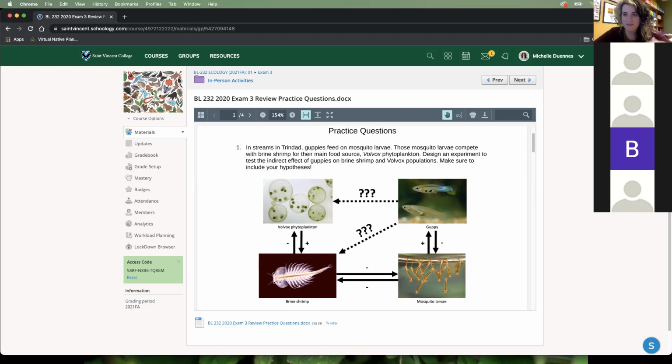What are some hypotheses that you might make? What I'd like you to do on the exam is come up with some hypotheses. Obviously this is not going to be the one on the exam. It will be slightly different, with different species, but the diagram will be very similar. So come up with a hypothesis for how you think each of the 2 species, volvox and, I should just point with my mouse, volvox and brine shrimp might be affected. So what's a hypothesis you might have about the indirect effect of guppies on Volvox plankton?